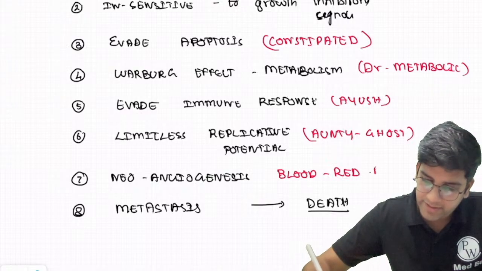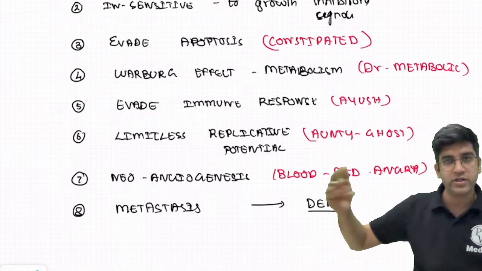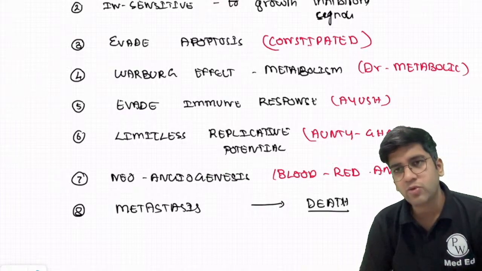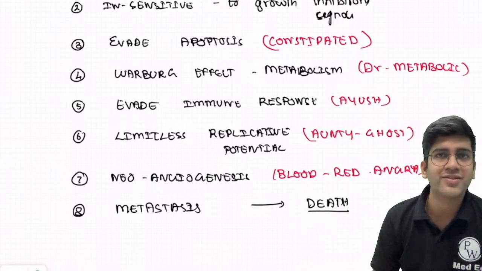Okay, it's a red color angry kid for neoangiogenesis, and obviously metastasis, moving from the body to others, right? Bobby, I don't call it an acute or chronic. It's one of the steps, that's all. It's just one of the steps here.